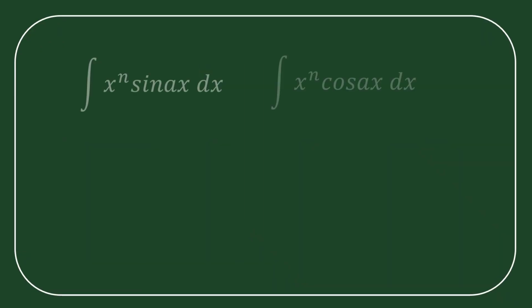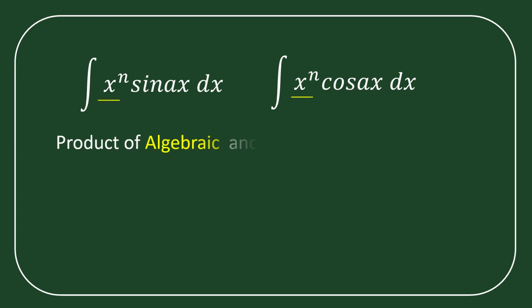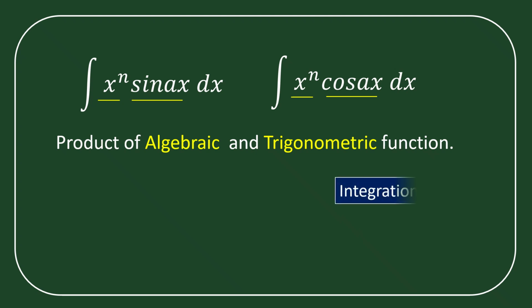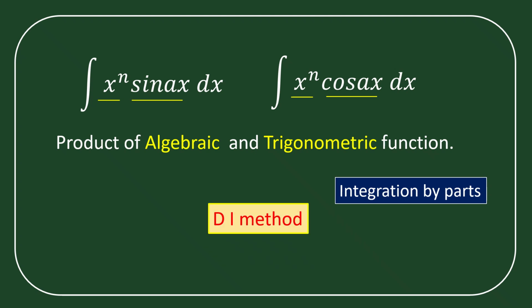When you see a product of an algebraic function and a trigonometric function, you don't need to use long methods like integration by parts. We can solve it quickly using a shortcut. This is also called the DI method. Here, D stands for differentiate and I stands for integrate.